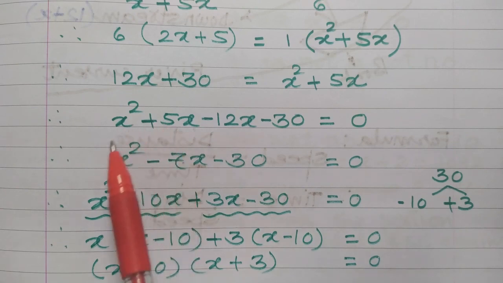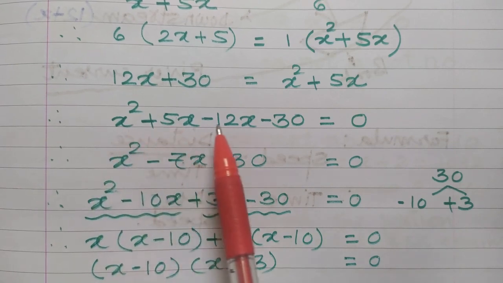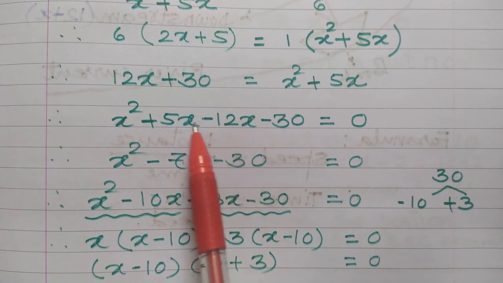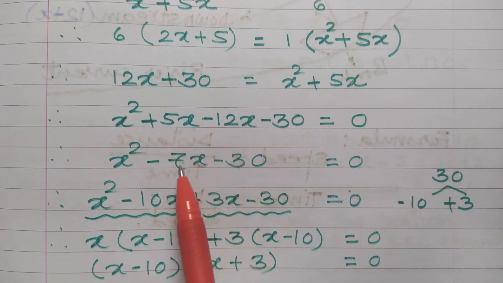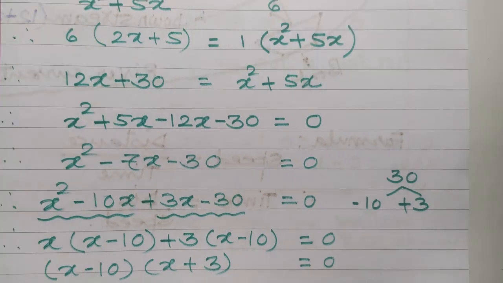Now x square plus 5x minus 12x. So 5 subtracted from 12 will give us minus 7x. So x square minus 7x minus 30 is equal to 0. This is our quadratic equation. Now we have to factorize it.